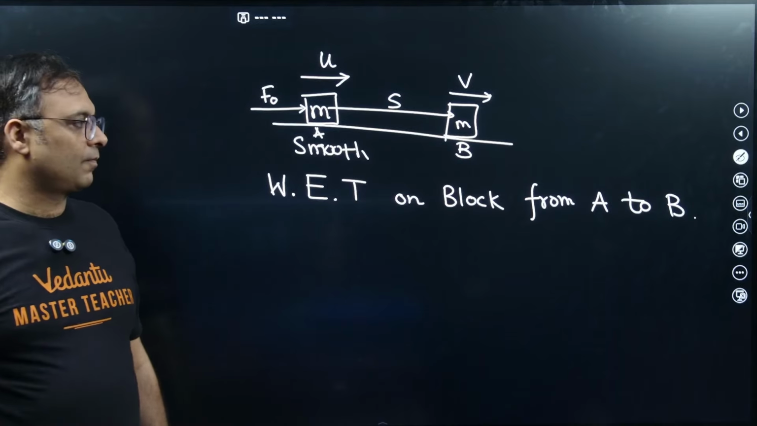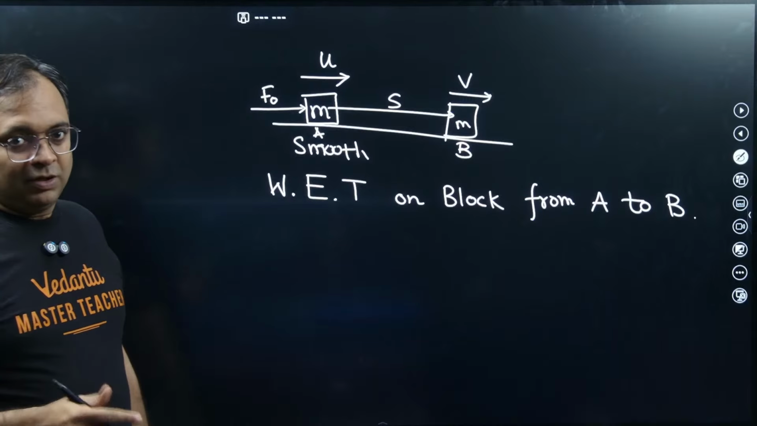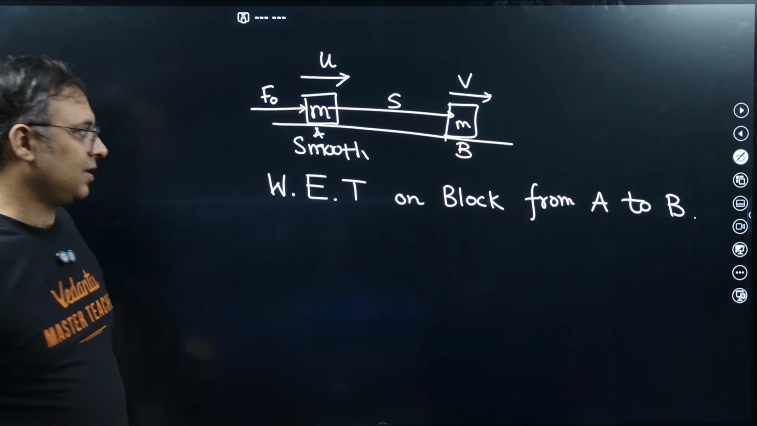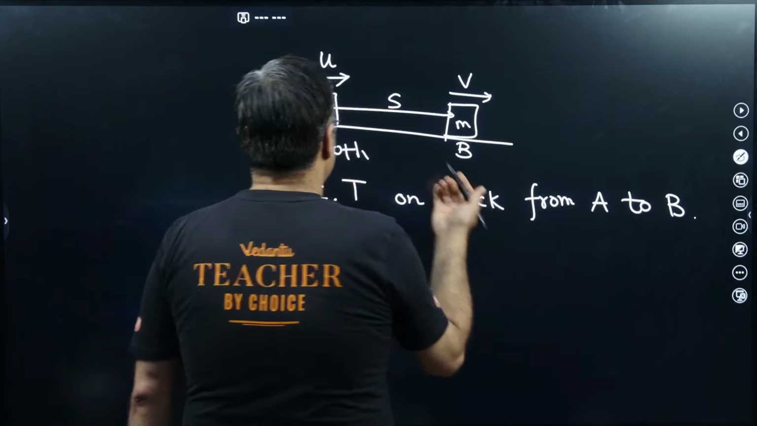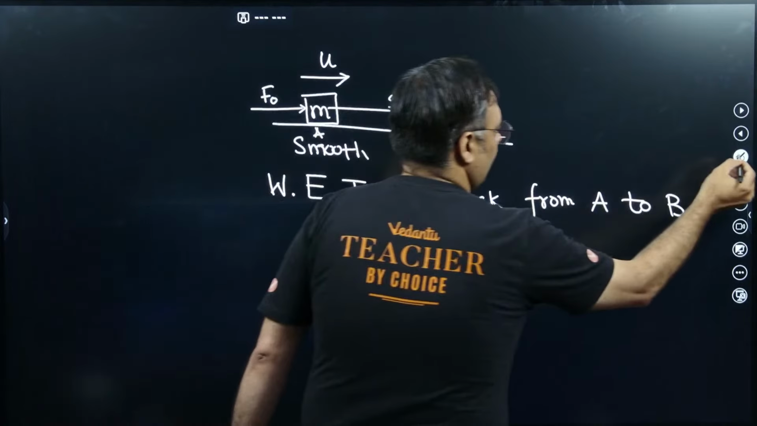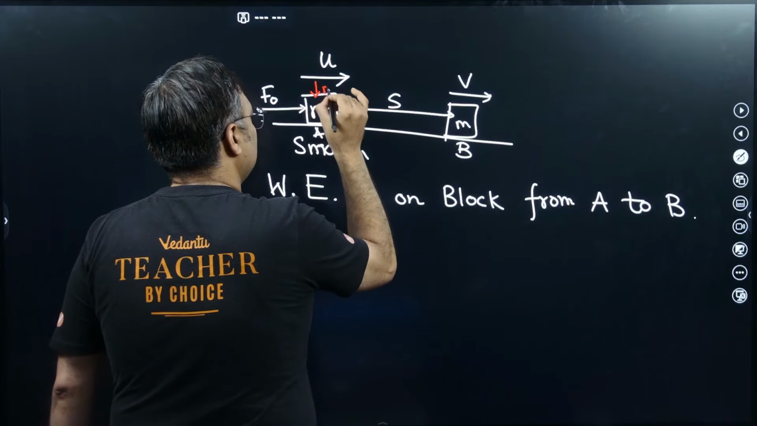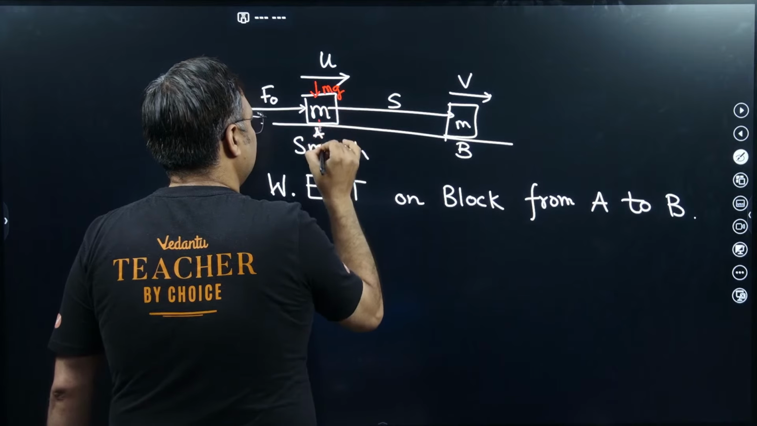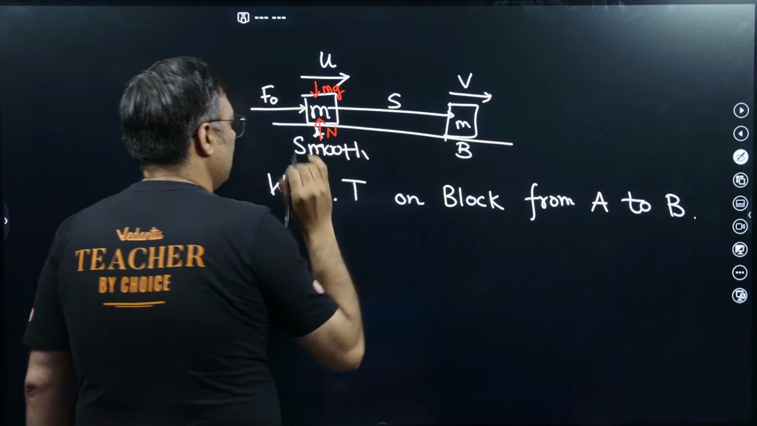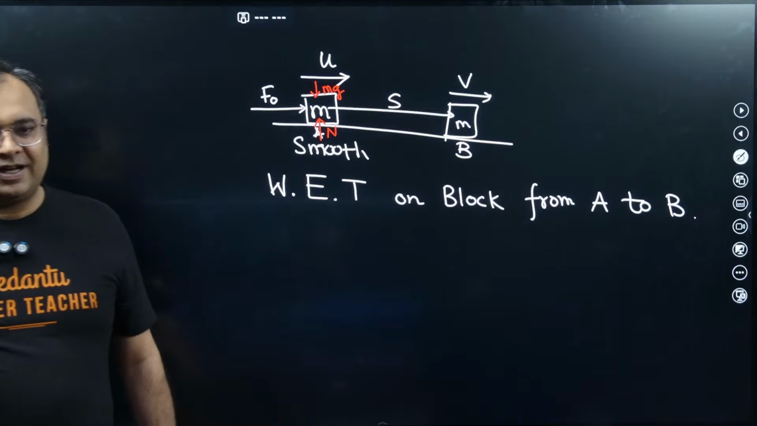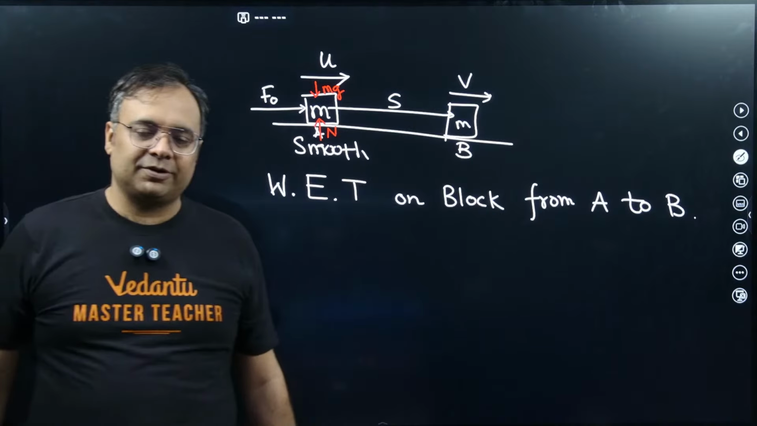Now let us make the FBD of the block so that we can write the work energy theorem properly. For the FBD, there is mg also acting on the block, and there is a normal also. Since it is on a smooth surface, there is no friction. I have not taken any friction into account.